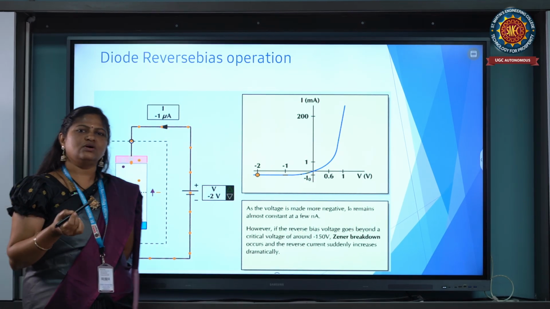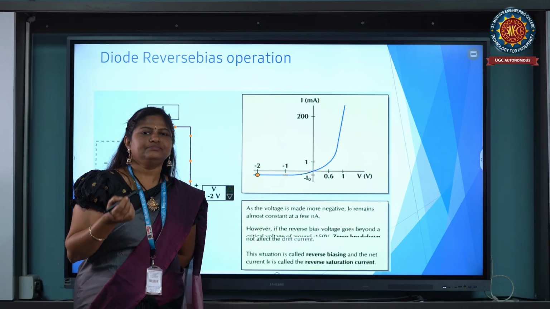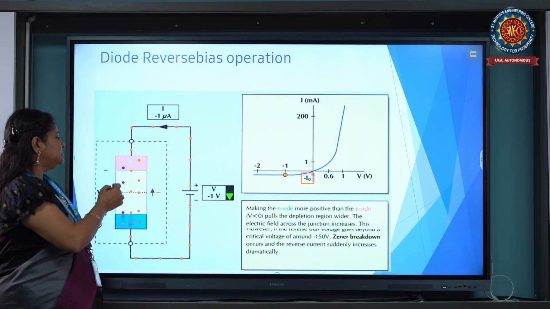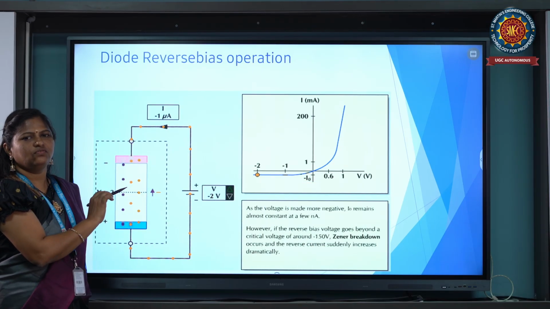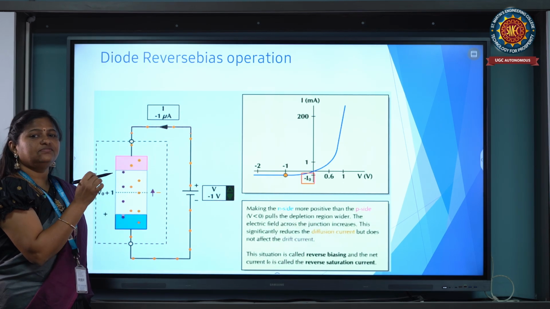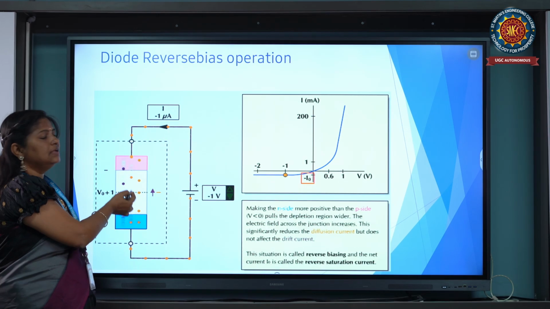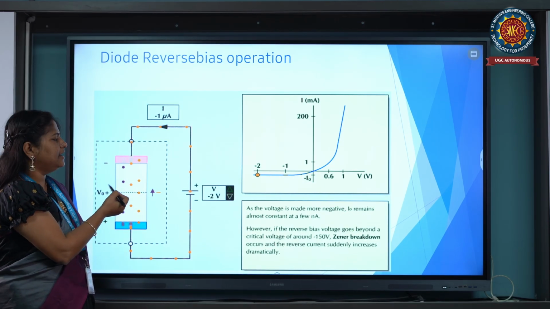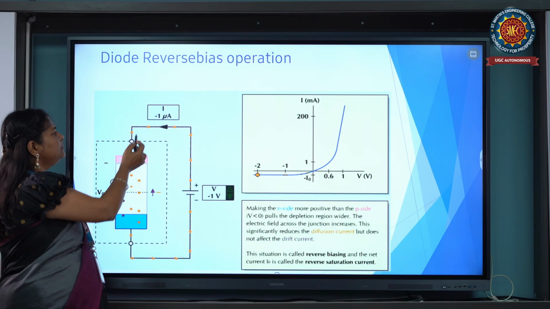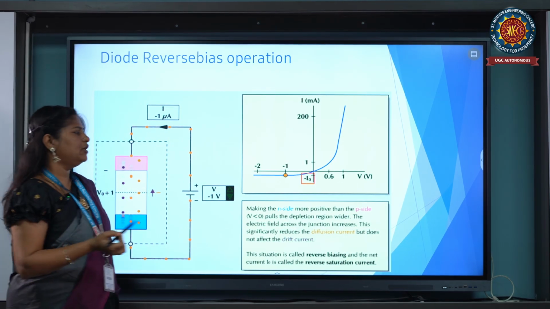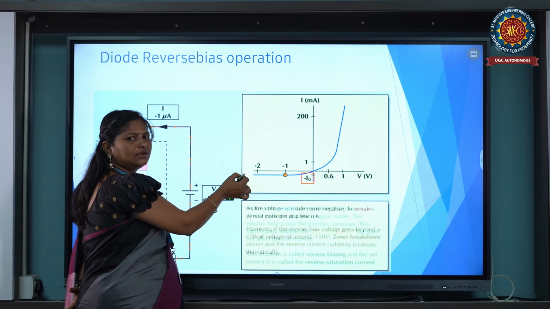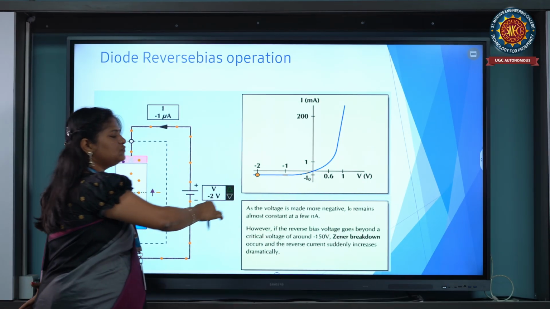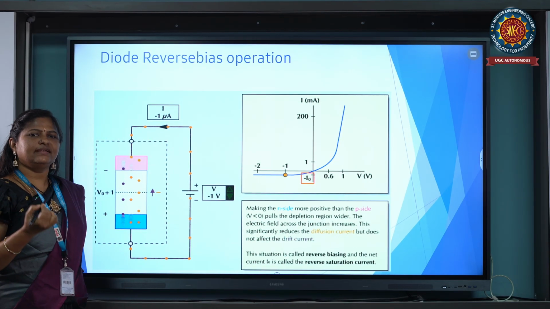P-type material has electrons as minority charge carriers, and N-type material has holes as the minority charge carriers. That will not affect the majority charge carriers, so the diffusion current will not flow, but drift current will flow. What is drift current? That is the flow of minority charge carriers which are available in the P-type semiconductor and N-type semiconductor. That current value is in the range of microamperes or nanoamperes, that's why up to here the current will be in the range of microamperes only.